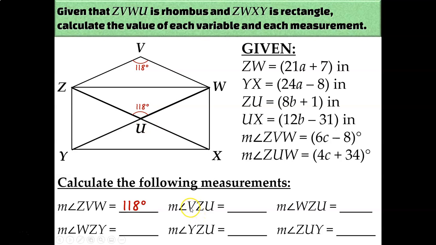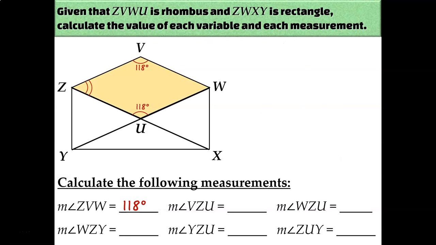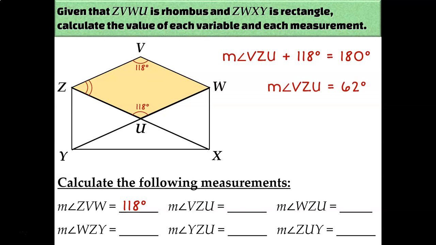Next up, let's calculate the measure of ∠VZU. We're really focusing on this angle right here. And if you just look at the rhombus, or parallelogram, because rhombuses are parallelograms, these two angles are consecutive angles, or these two angles are consecutive angles. Either way you look at it, the consecutive angles add up to 180 degrees. So I can say that angle VZU plus 118 is equal to 180. So the measure of angle VZU is 62 degrees.